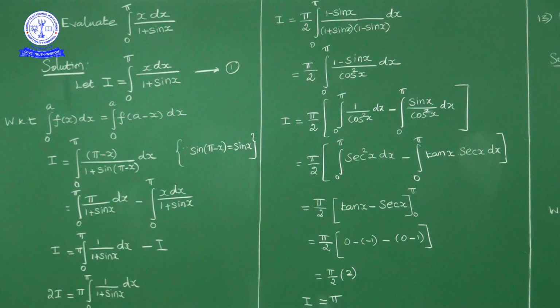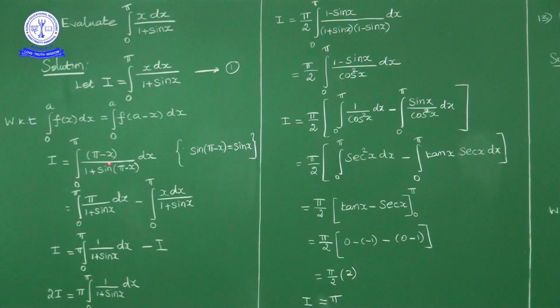Okay. Now here by applying the property integral 0 to a f of x dx equal to integral 0 to a f of a minus x dx, we will get I is equal to integral 0 to pi, variable x is replaced by upper limit minus x. So pi minus x dx upon 1 plus sin pi minus x. Okay. So sin pi minus x is sin x, so denominator no change, numerator pi minus x dx.